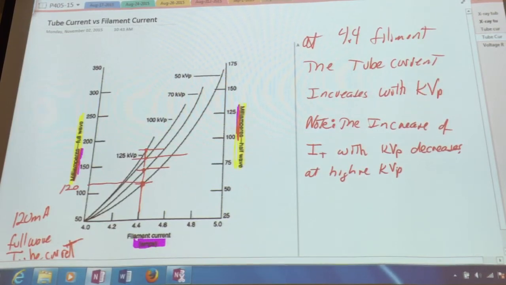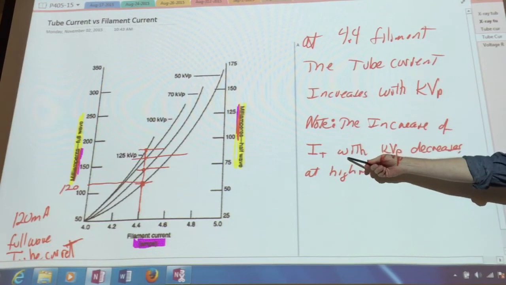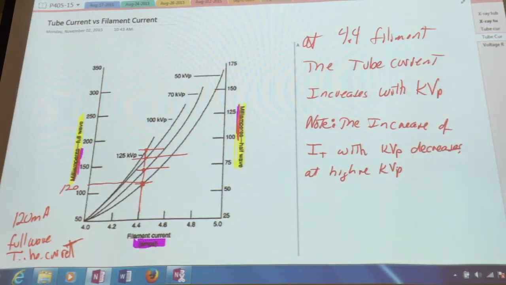That's what calculus is for. It's because I hate this sentence. Note the increase of the tube current with the kVp decreases. That ought to really confuse you. The increase decreases. Smaller rate of change. Okay.